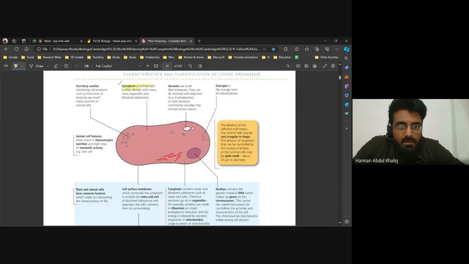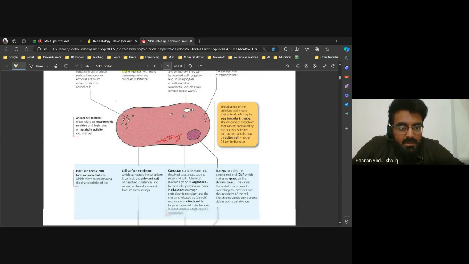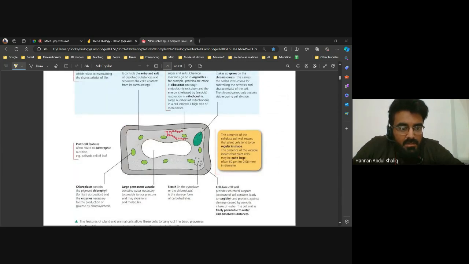Okay, so then the next organelle that we discussed in the previous lesson was the cell wall.